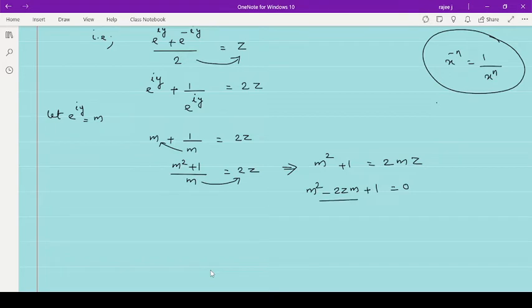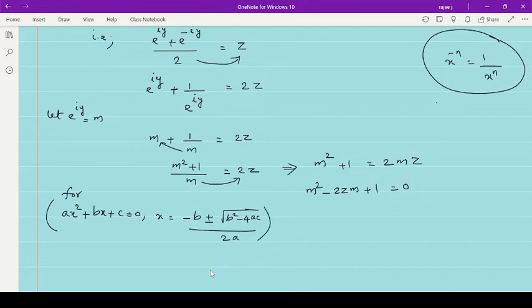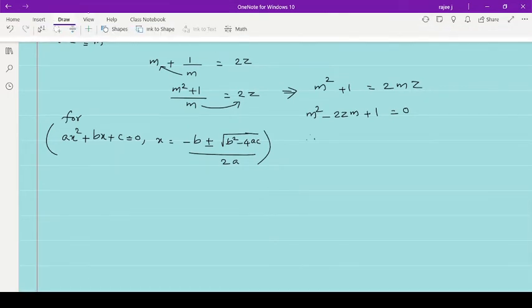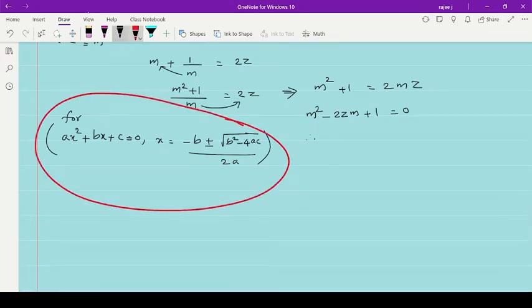Now this is a quadratic in m, like ax square plus bx plus c. Therefore we know that for ax square plus bx plus c equal to 0, the formula is x is equal to minus b plus or minus under root of b square minus 4ac divided by 2a. Now hope you remember this. This is in 10th standard. So using that formula we are going to do this one. This is the formula we are using.